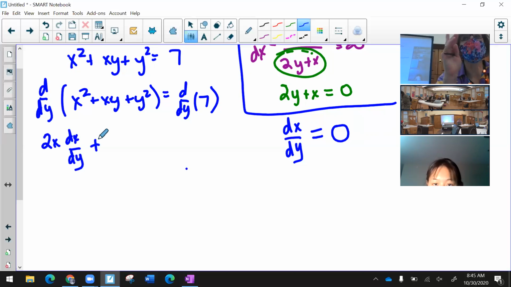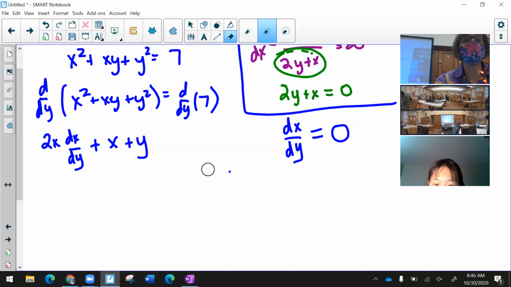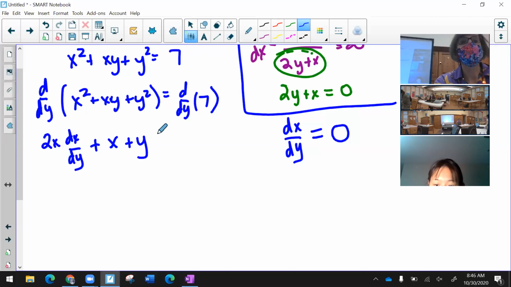Okay. What am I going to use to evaluate the derivative of x times y? Product rule. Okay. So I'm going to take the first thing, which is x. What's the derivative of y going to be in this situation? 1. Okay. Plus y times the derivative of x, which is going to be what? dx dy. What's the derivative of y squared going to be? 2y, and then the derivative of 7 is still 0.